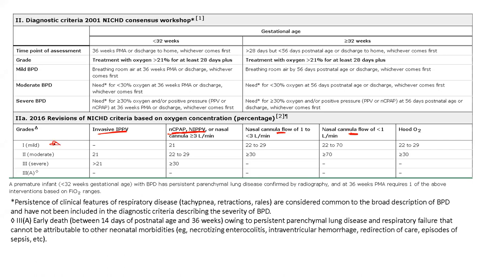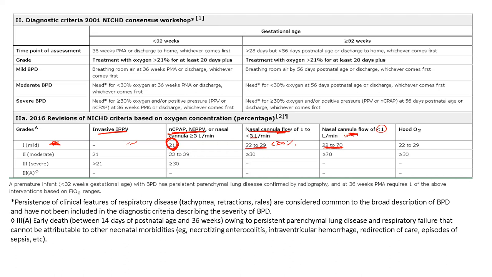So mild degree, either he's on the non-invasive, CPAP or NIV, room air, or if he required nasal cannula from 1 to 2 liters, you call it mild if he's less than 30%. If baby is on the low flow nasal cannula, less than 1 liter, that means it's 100% oxygen, but exactly if you measure it, usually from 22 to 70%, they call it mild. So any baby usually required high flow nasal cannula or NIV, if high flow nasal cannula less than 3 liters, required less than 30%, they call it mild. If the baby is on NIV or CPAP required just room air at the 36 weeks corrected, they call it mild. So either one.